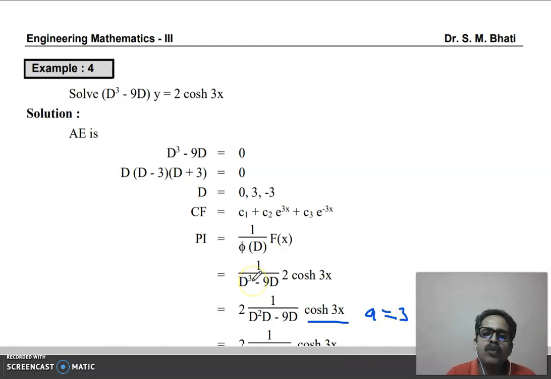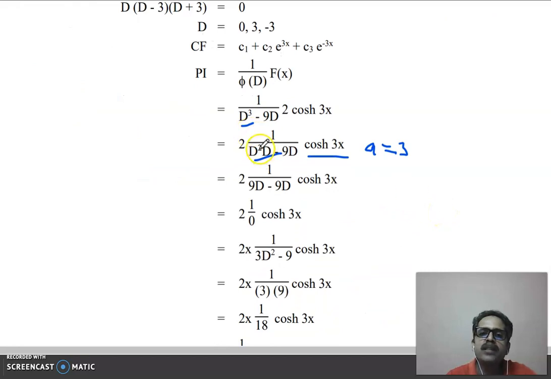And what is the method here? You have to replace D square by 9, because this is a hyperbolic function, and you have to replace D square by a square. But here D square is not available, so we write this D cube as D square into D, as we have done in the last example also. And now in the next step you replace this D square by 9 and keep this D as it is.